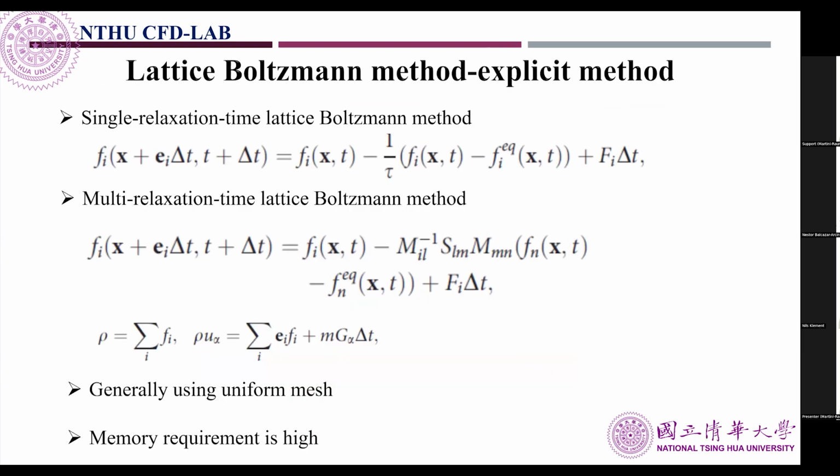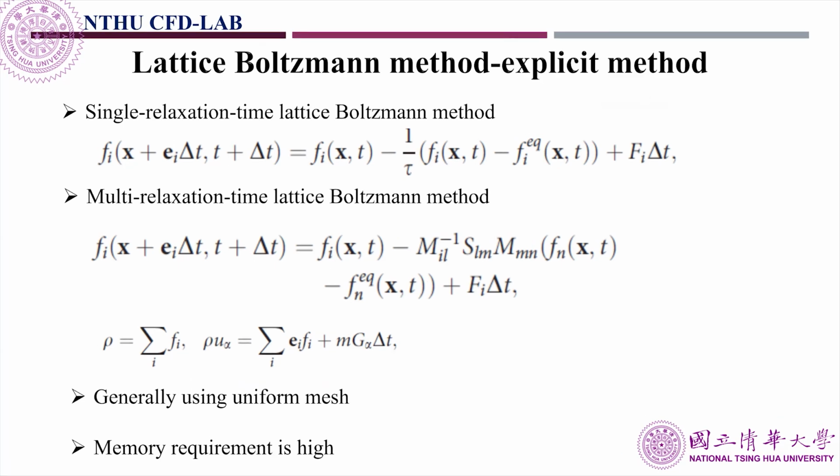So our first step was using the Lattice Boltzmann method. We have collision and streaming, and this is the multi-relaxation time Lattice Boltzmann method. You can obtain your density and your momentum just by adding all the distribution functions together. There are two disadvantages of the Lattice Boltzmann method. The first one is that we need to use a uniform mesh. The second is that, for example, for three-dimensional flow, you need 18, 19, or 27 directions of distribution functions to obtain your density and your momentum, so the memory requirement is very high.